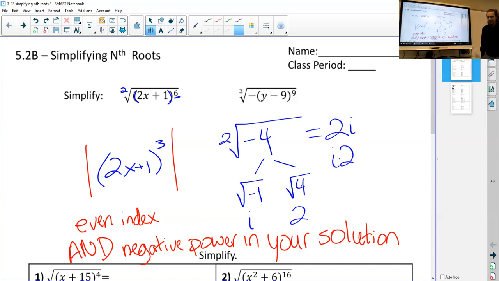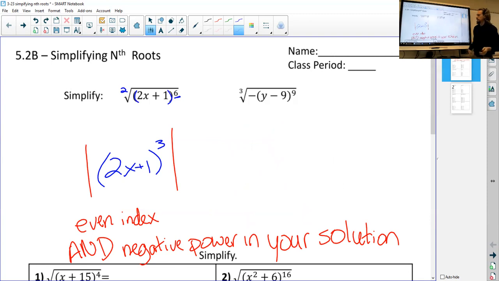Okay? So anytime you're trying to take the square root, if you have an even index and a negative coefficient, you know you can get rid of the negative sign by just putting i in your answer and then solving the rest of the problem like you normally would. Okay? Again, if this was an odd index, you don't worry about i, you just solve, like this one here. So the cube root of -1, right? We don't see a number here, but we know that's a 1. So that's just going to be -1. And then y minus 9 to the 9th power.